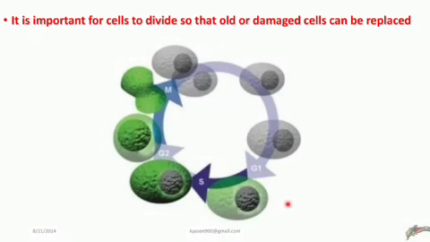So cell cycle basically means the events that occur within your cells before cell division happens. That is cell cycle. And as I said, it's important for cells to divide so that old and damaged cells can be replaced. This is very important.